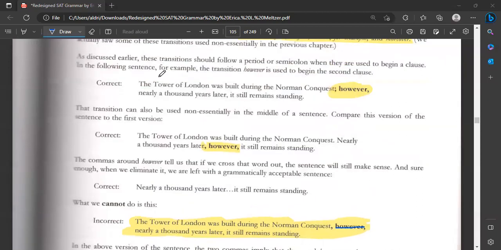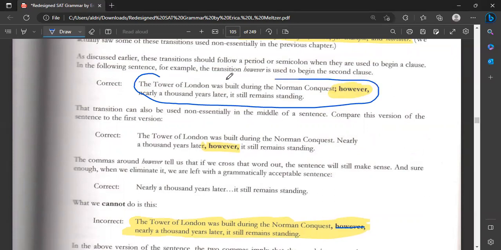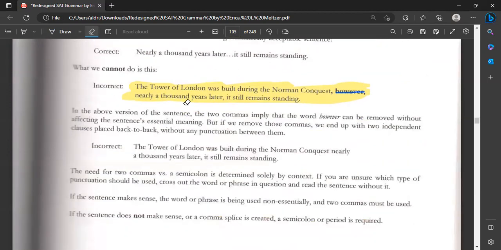Do we have a version? Yeah, like this. In this case, this is correct because this sentence actually ends on the word conquest. The Tower of London was built during the Norman conquest period. We're beginning a new sentence now, and when we begin that new sentence, we can now use however. But in the other case, we are starting a new clause, we haven't ended the sentence with conquest, and then we're making however, which is necessary, non-essential. So now we just have a run-on that looks like this.